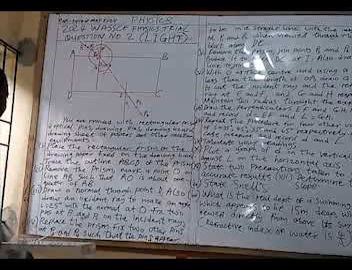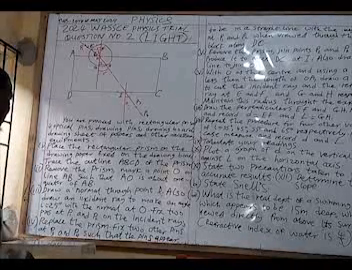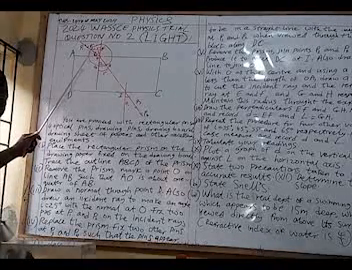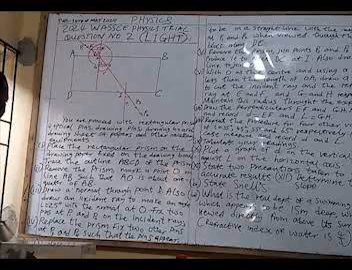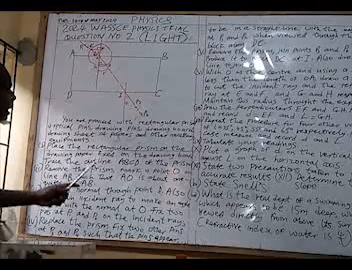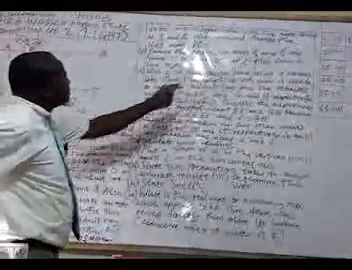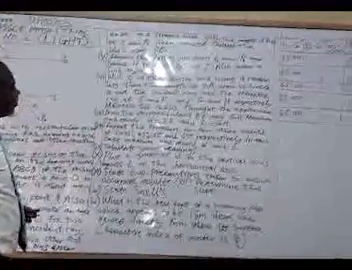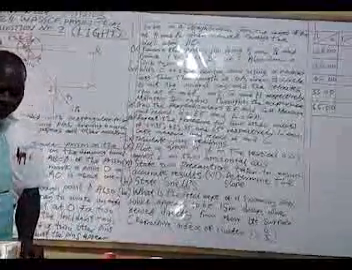Fix 2 pins at P1 and P2 on the incident ray. 3. Replace the prism. Fix 2 other pins at P3 and P4 such that the pins appear to be in a straight line with the images of the pins at P1 and P2 when viewed through the block along DC.